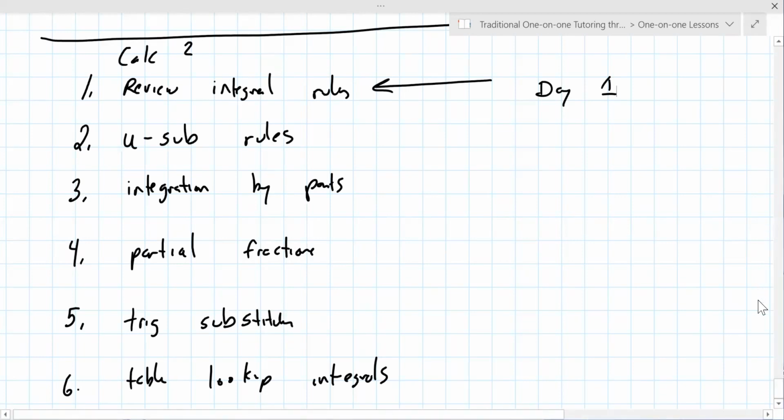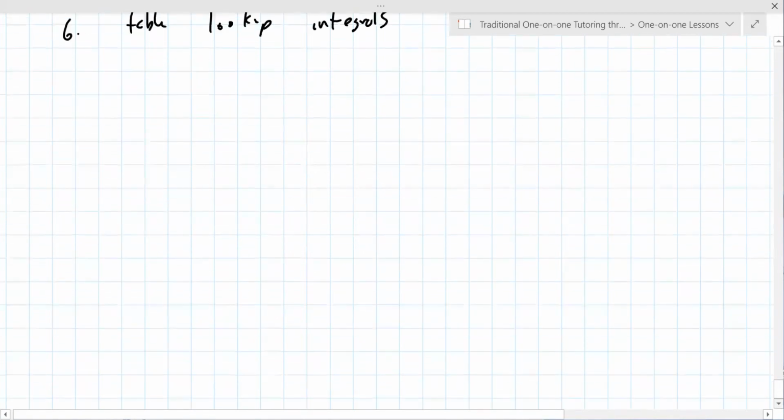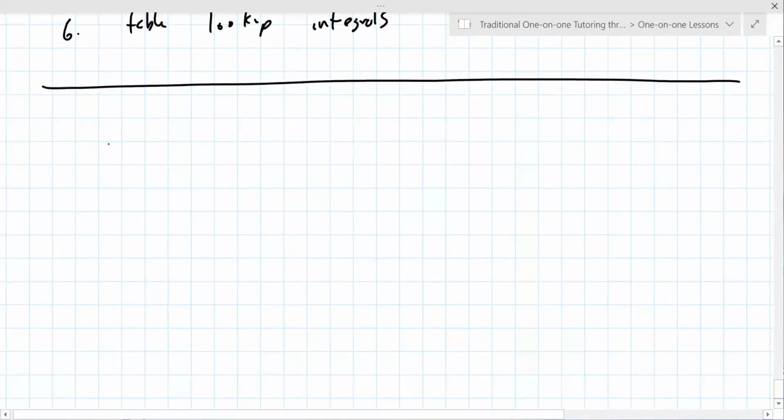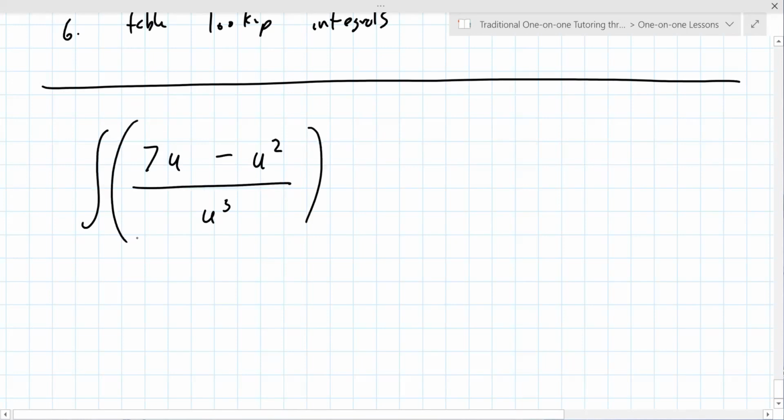Okay, let me try to do a better job here. This is your first WebAssign question that you'll see maybe: integral of 7u minus u squared over u cubed du. And you need to be able to do this in about 1 minute. Oh, 1 minute. Yeah. I'll... 7u over u.